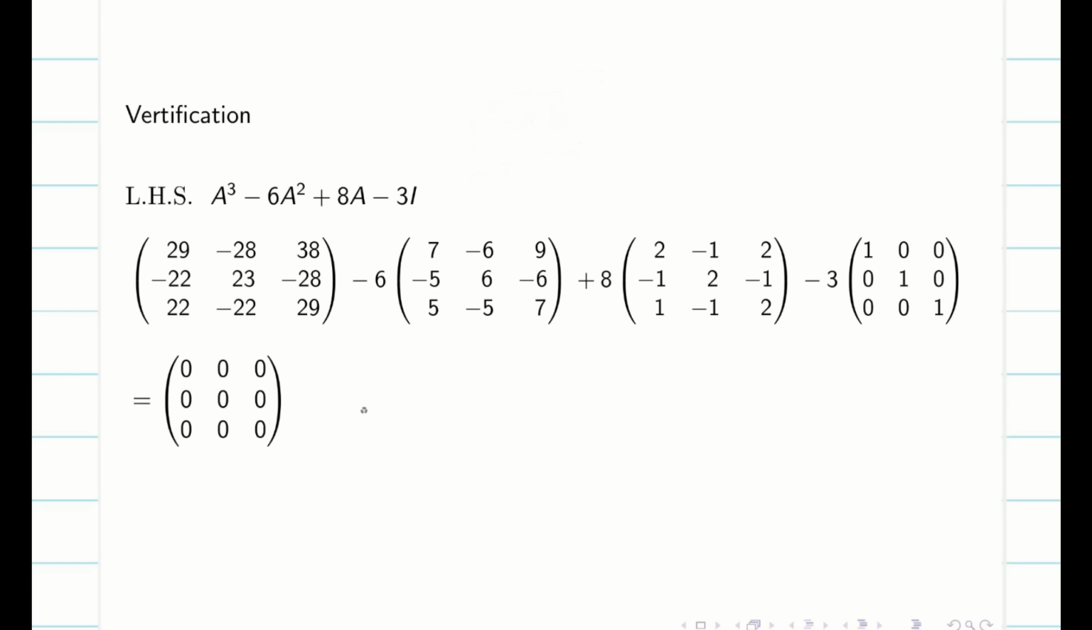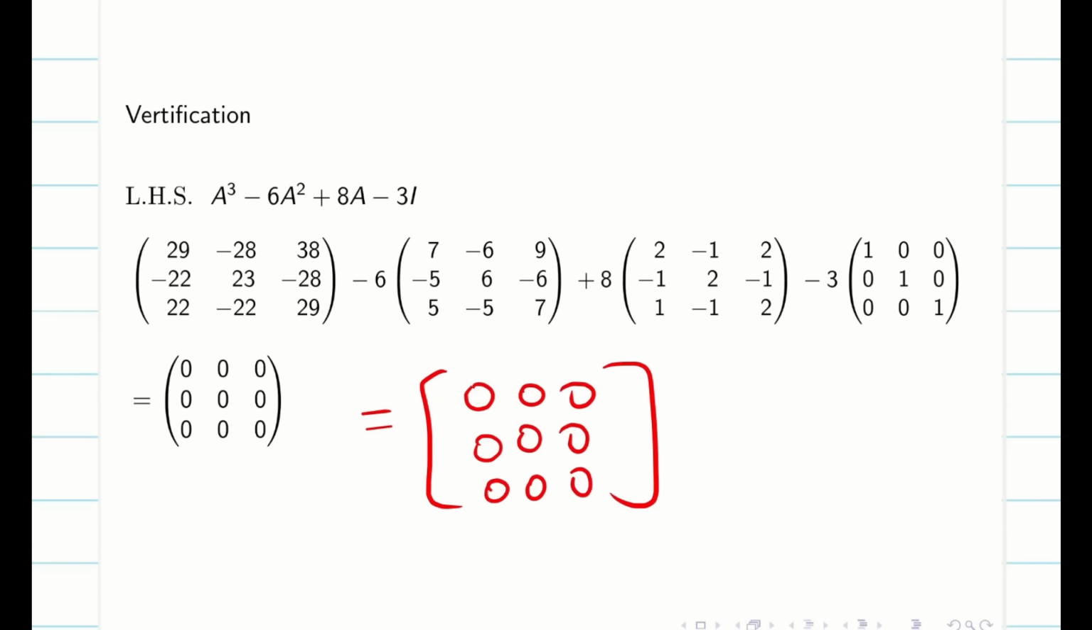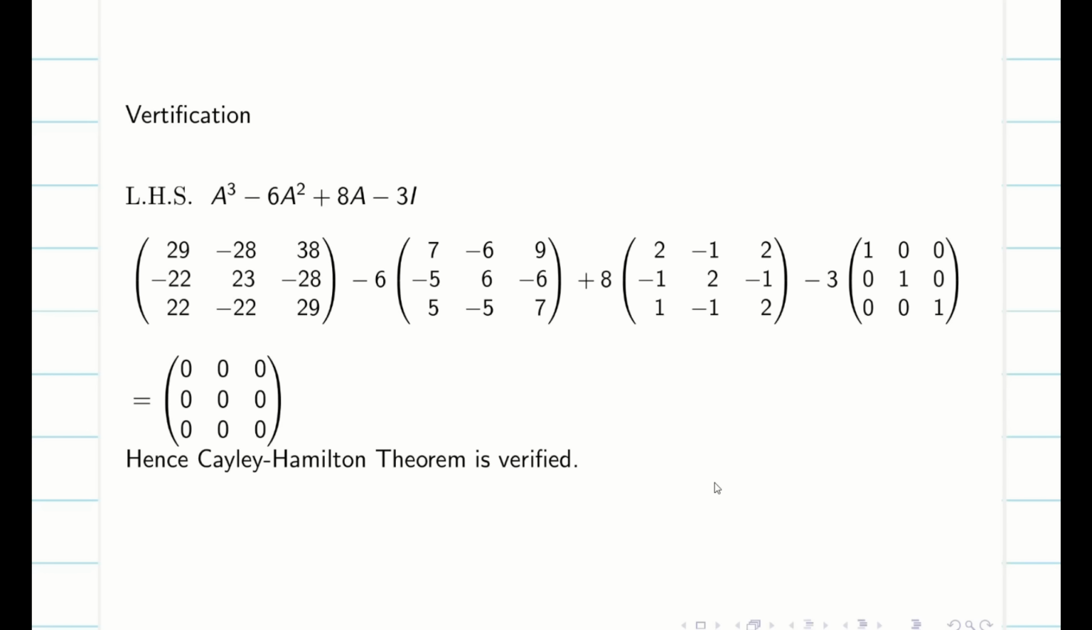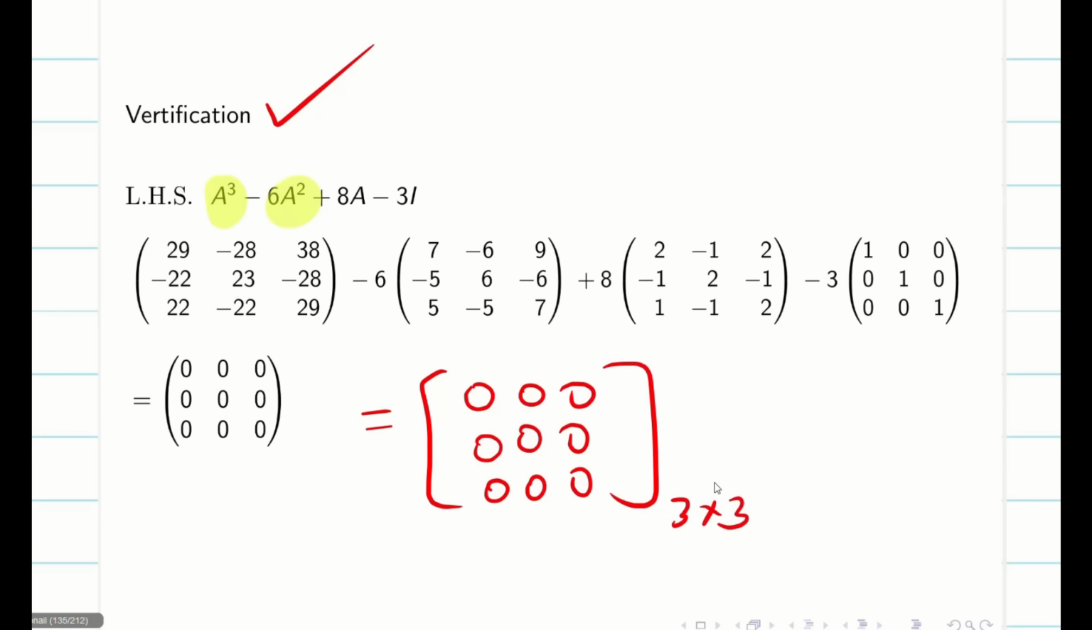Now 100% if your calculator values are correct, then there is no error. I can directly write my RHS. When you simplify it, I am always going to get the null matrix. So you don't need to do any simplification, directly you write. So the verification gets over, because if your A cube and A square matrices are correct, then this will be exactly the null matrix 3 cross 3. Cayley-Hamilton theorem is verified.